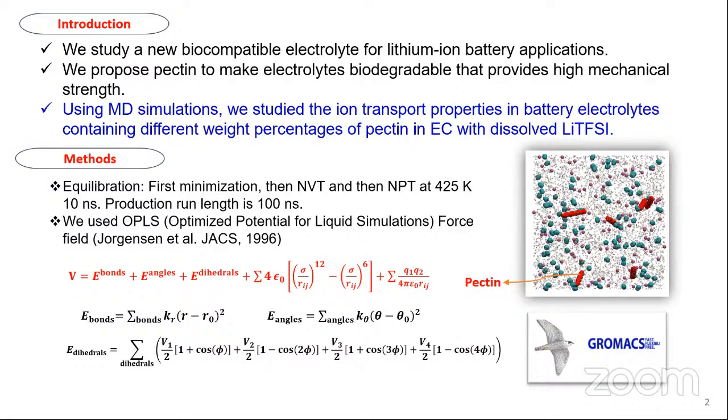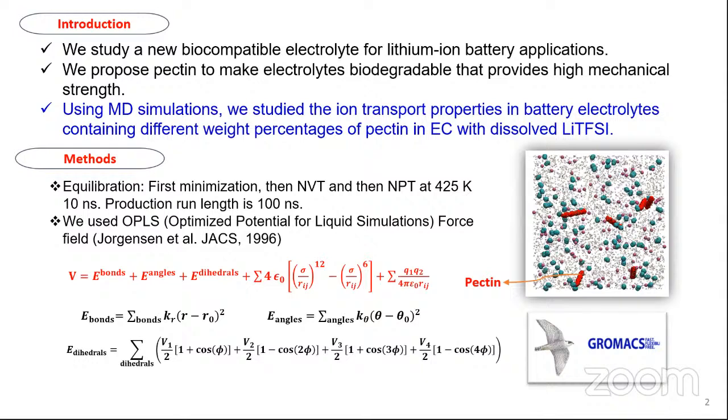So I propose this pectin, and using MD simulation, we study the ion transport properties in electrolytes with different weight percentages of pectin in ethylene carbonate with dissolved lithium TFSI. The approach is that first we follow this equilibration protocol: first minimization, then NVT, and then NVT at 425 Kelvin for 10 nanoseconds.